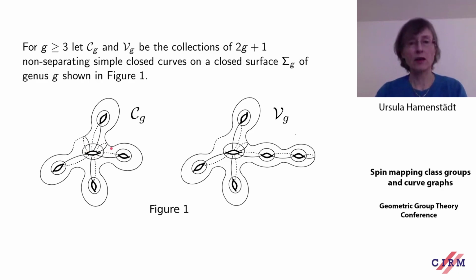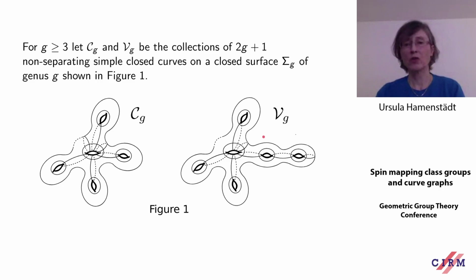And then there are 2G minus 1 curves, because there's only one around the middle handle. And then there are two additional curves, which are these two curves that cut off this upper handle here from the rest of the surface. Now let us look at the right-hand side of the picture.